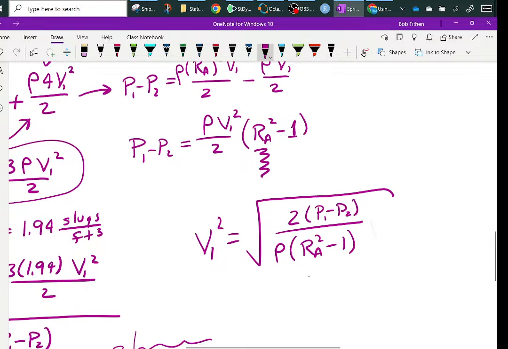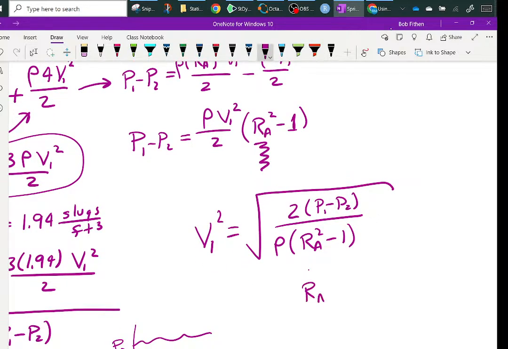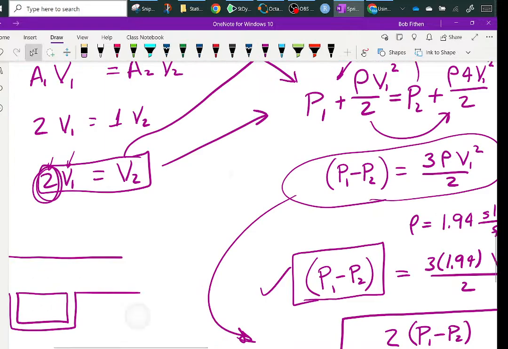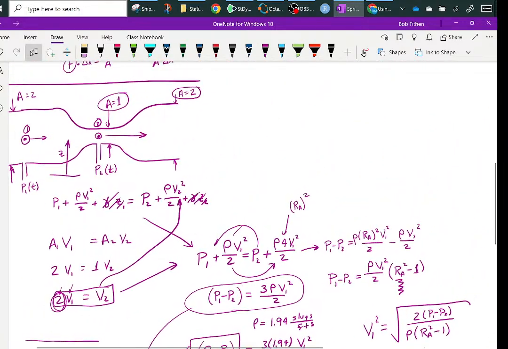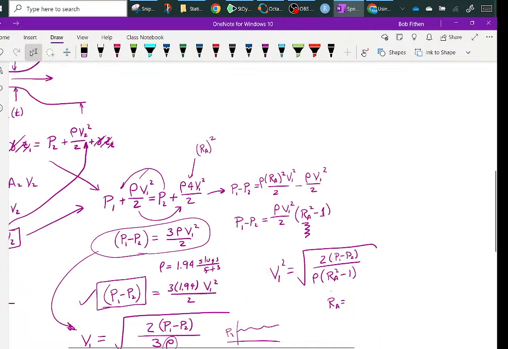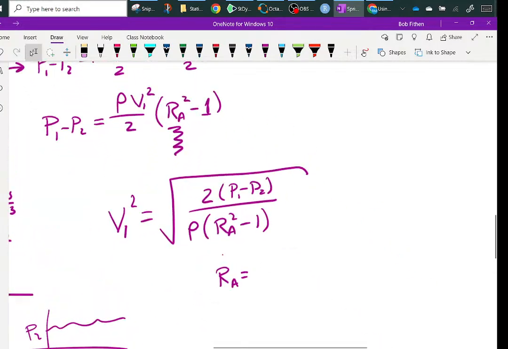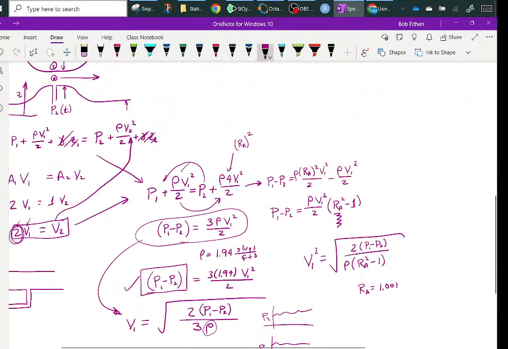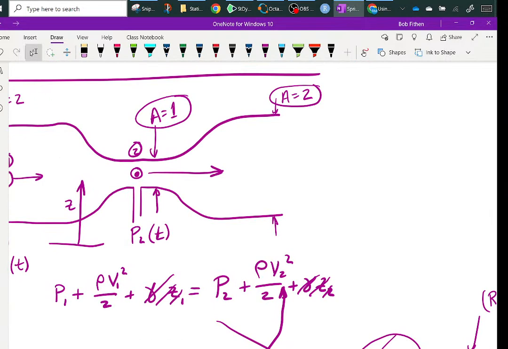The key is really this. If you had the ratio of the area equal to what I had initially, which was 2, let's say you end up at 1.001, then V1 will be very sensitive to the pressure, so you might get a lot of error in that. So you've got to be careful that you have enough change in area, but not too much.